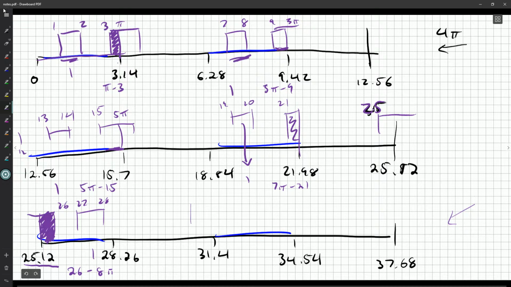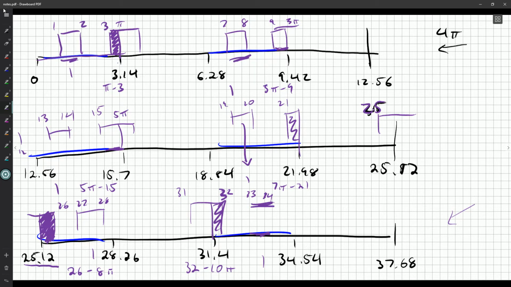Same thing down here. 31 up to 32 is shaded. So just a tiny little sliver of 32 minus 10 pi. 31.4 is 10 pi. And then 33 to 34 gives me another full overlap of 1 meter with 1 meter of the circle. And that's it. That's all it is. But it's a lot to keep track of. And the fact that it switches down here, I think, might have caused a number of people some problems.